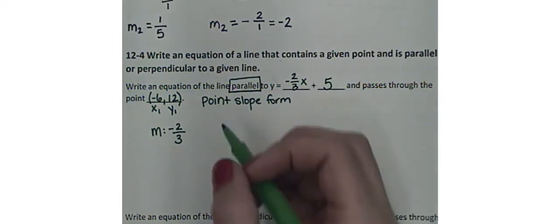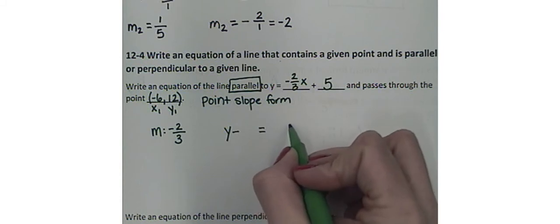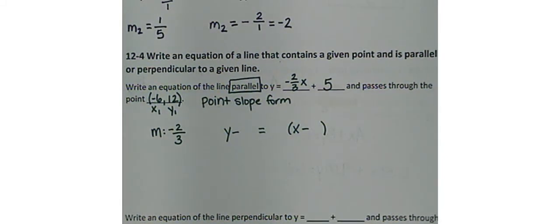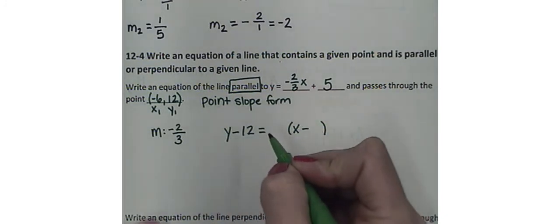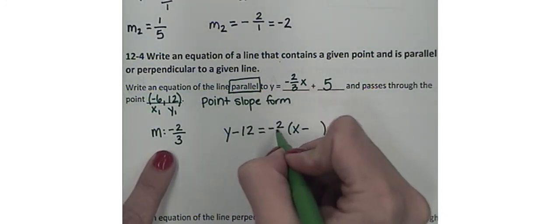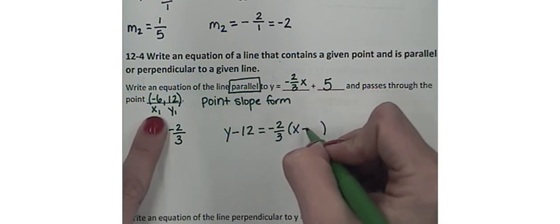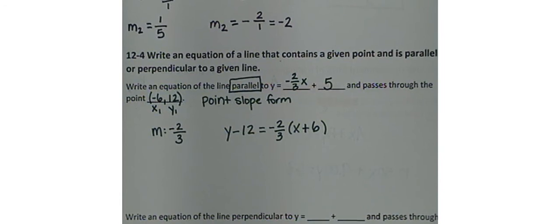Then use your notes for point slope. Y minus y1, which is 12, equals m, my slope, parentheses, x minus x1, which is -6, minus a negative, two negatives make a plus. So it's going to become a +6. Okay.